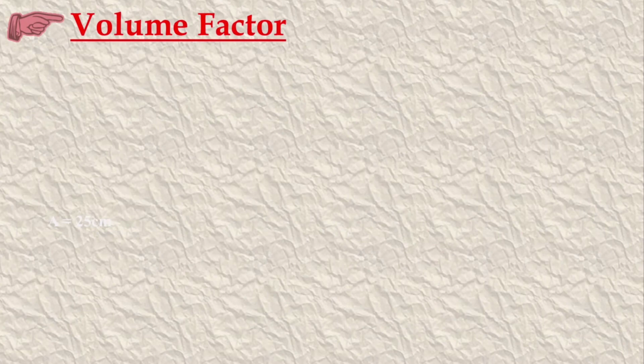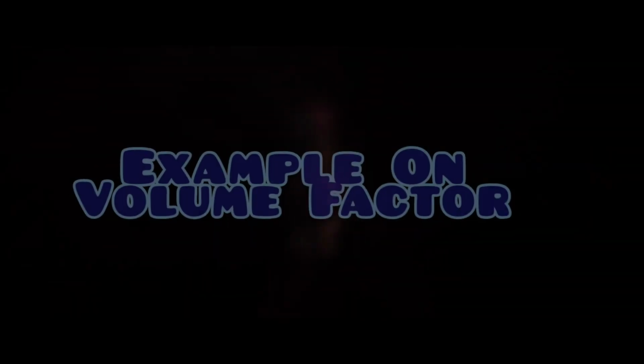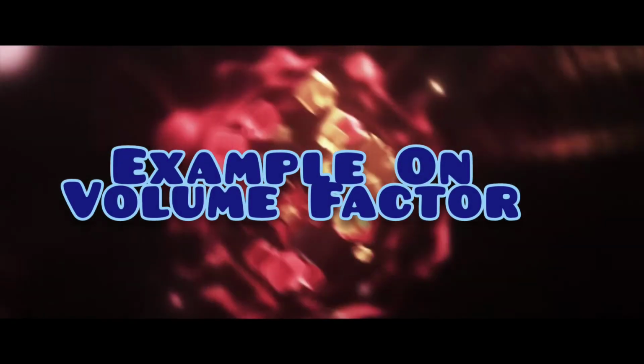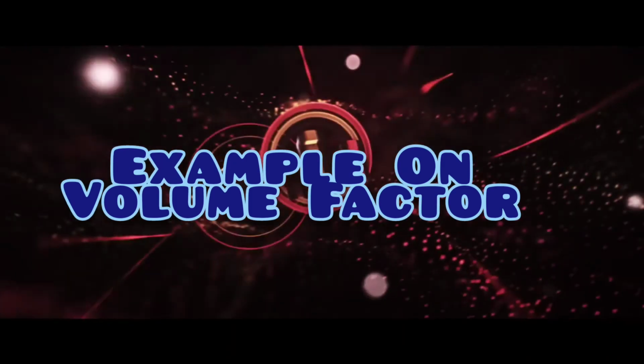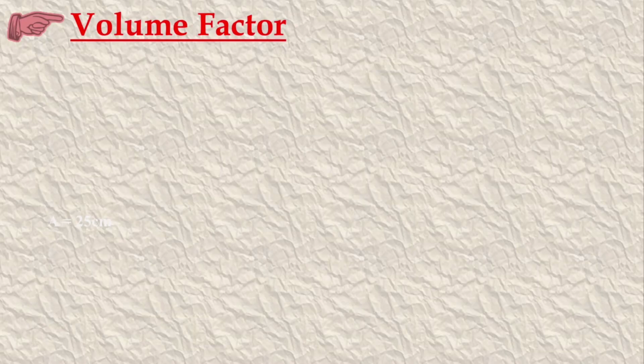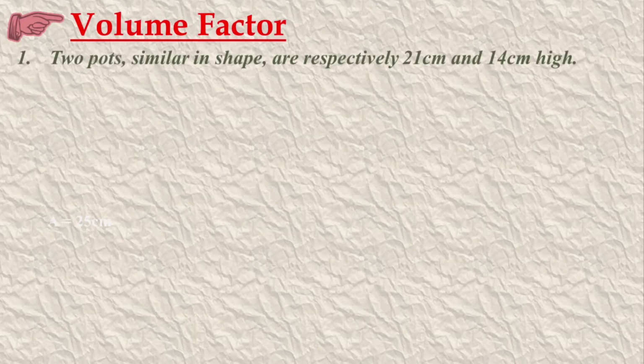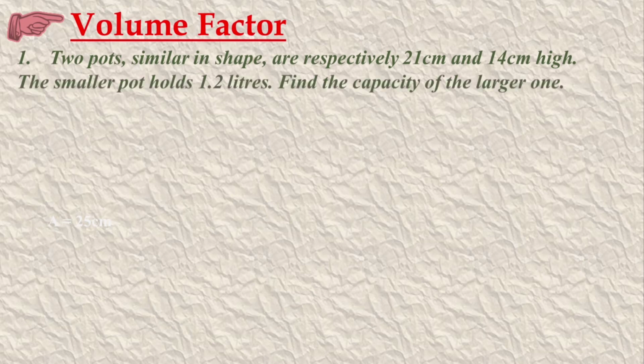Now let's take an example on volume factor. Two pots similar in shape are respectively 21 cm and 14 cm high. The smaller pot holds 1.2 liters. Find the capacity of the larger one.